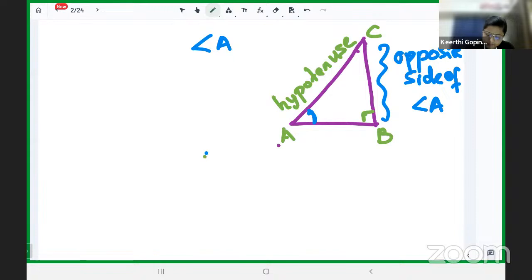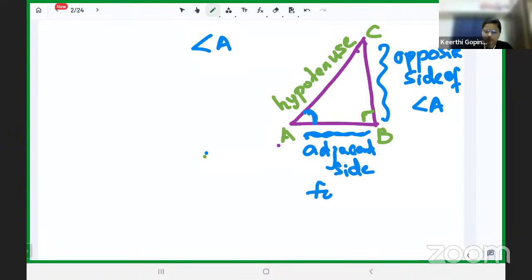And what is this side? It is near to that angle. There is another word for near, that is adjacent. So the hypotenuse is also adjacent to angle A, but since it already has a name, hypotenuse, we are considering only this nearer side, and we are giving it the name adjacent side. Adjacent side to angle A. So BC is the opposite side to angle A and AB is the adjacent side to angle A.